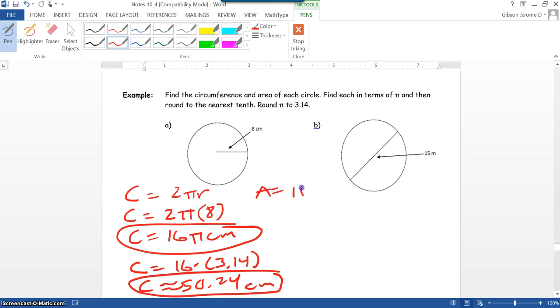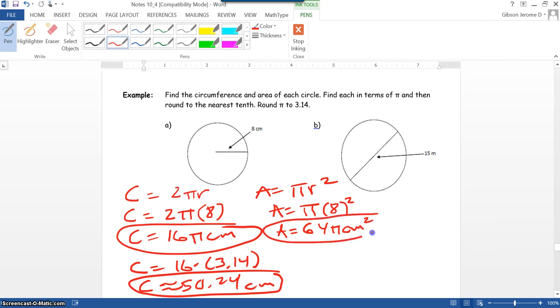Now, we want to do the area. The area is pi radius squared. We're given the radius here, which is 8. So it'll be 8 squared, which is 64. So we have area is equal to 64 pi centimeters squared. So that would take care of the exact answer.